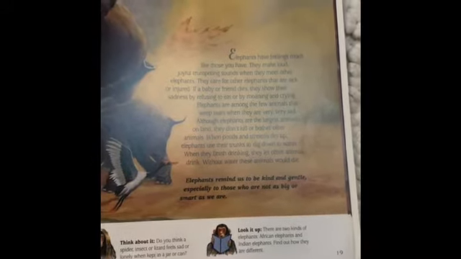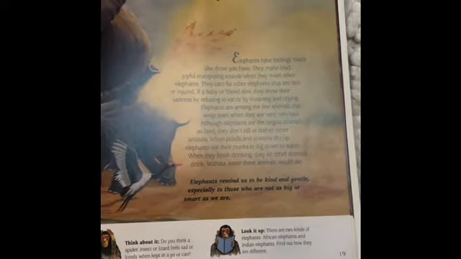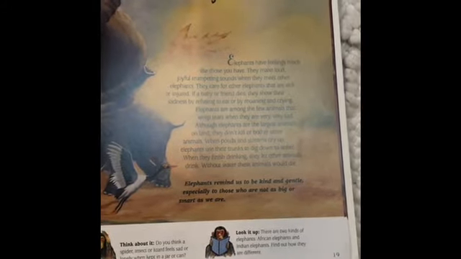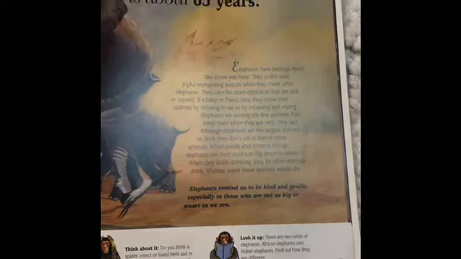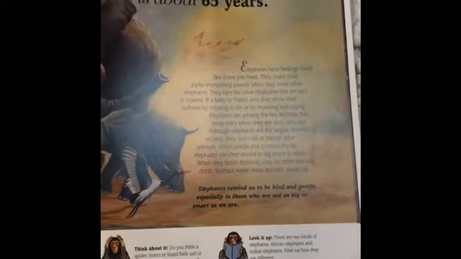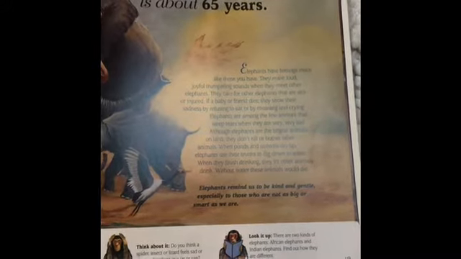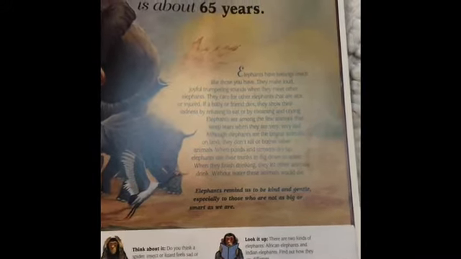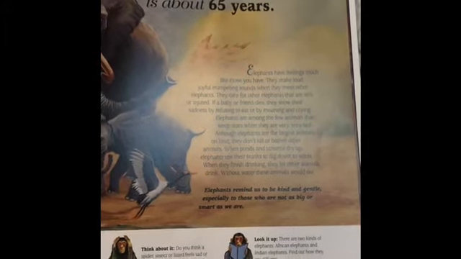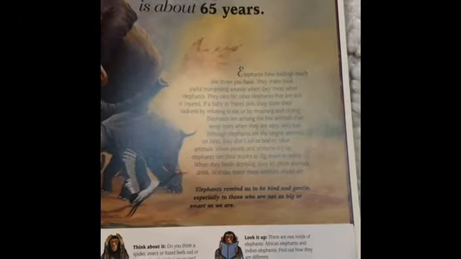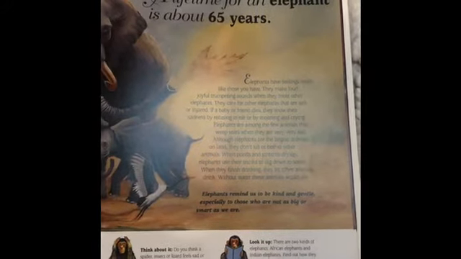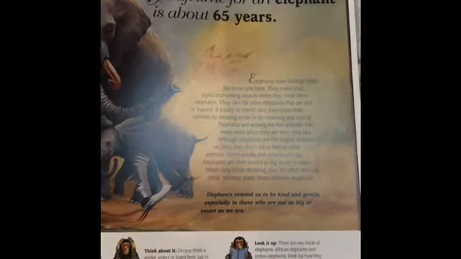Elephants have feelings much like those you have. They make loud, joyful trumpeting sounds when they meet other elephants. They care for other elephants that are sick or injured. If a baby or friend dies, they show their sadness by refusing to eat or by moaning and crying. Elephants are among the few animals that weep tears when they are very, very sad.